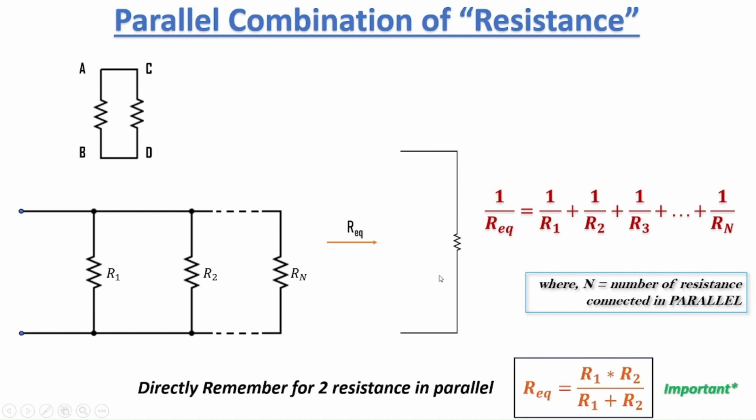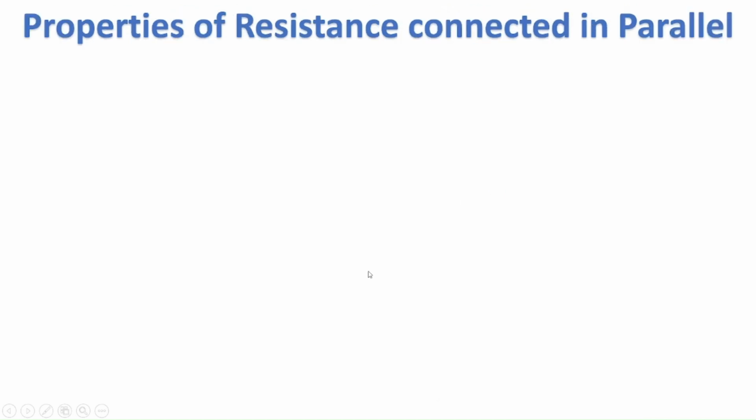Okay. Now, the important thing here is you can directly remember it for two resistances in parallel. If you want to calculate the equivalent resistance when two resistances are connected in parallel, you don't have to do 1 upon R equivalent equals 1 upon R1 plus 1 upon R2 and then further solve it to get the value of R equivalent. You can directly remember this formula: R equivalent equals R1 R2 divided by R1 plus R2. So this is an important one.